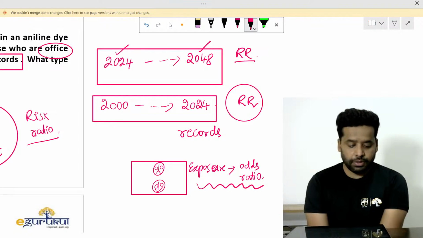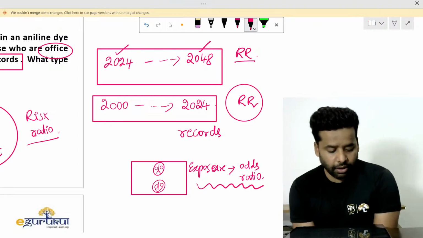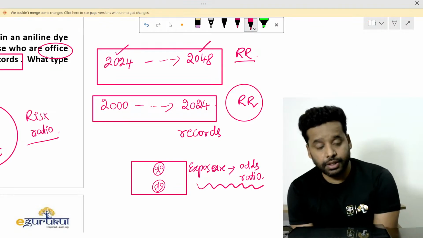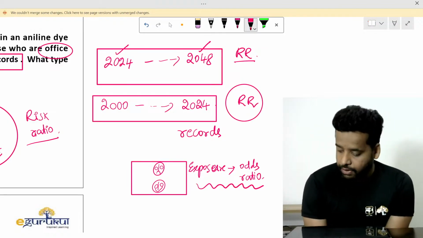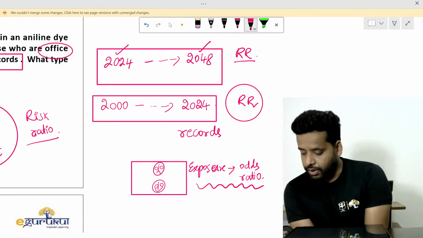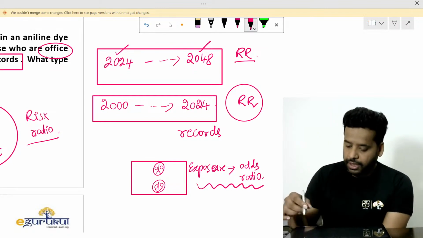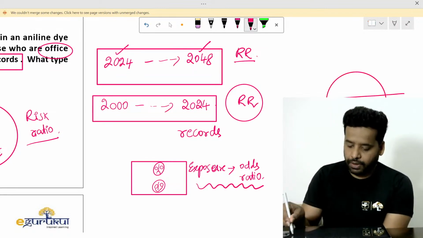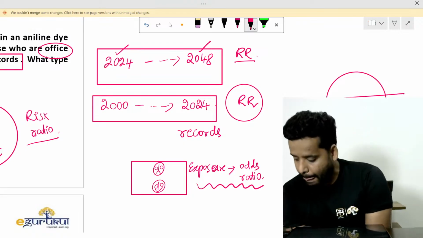Usually the words will be there like records, risk and all. If those two words come, usually the answer is retrospective cohort study, like what we have given to you. Cross section is very simple. At a time, if you are doing and calculating prevalence, that is cross sectional study.